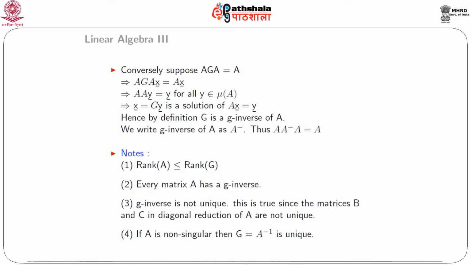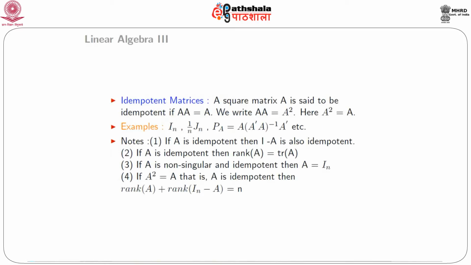Idempotent matrices. A square matrix A is said to be idempotent if A square equal to A. Examples: I minus 1 by n J, PA equal to A times (A prime A) whole inverse A prime, etc. Notes: if A is idempotent, then so is I minus A.